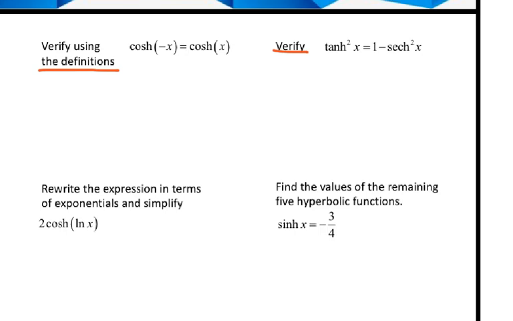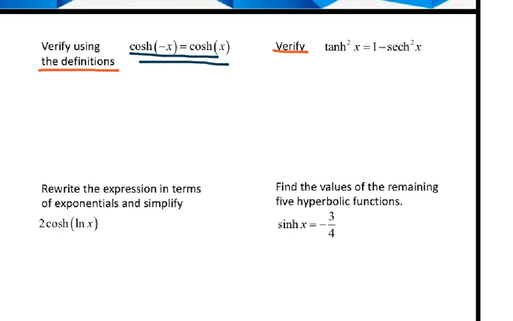Okay, one, we're going to use definitions, which are those e to the x definitions. The other we're going to do just regular trig stuff. All right, so let's do that. So using the definitions, we have this that we're going to be working with. This is what we're supposed to verify.